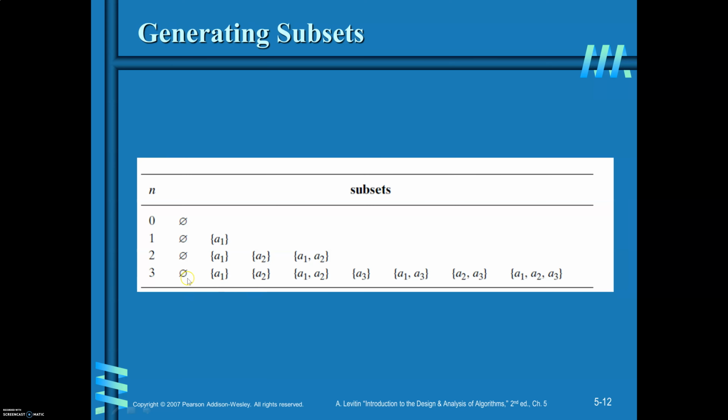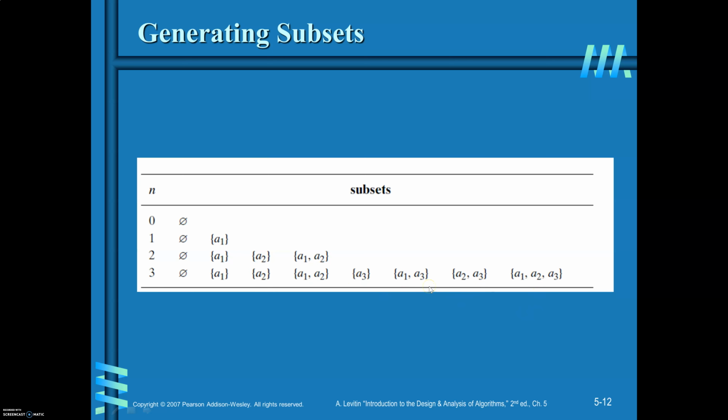Again, to generate all possible subsets for three items, first write whatever subsets you got in the previous iteration as it is. Then add the third element to all of these subsets. A3 union null is A3, then A1 A3, then A2 A3, then A1 A2 A3. So these are the subsets for three elements: 1, 2, 3, 4, 5, 6, 7, 8.